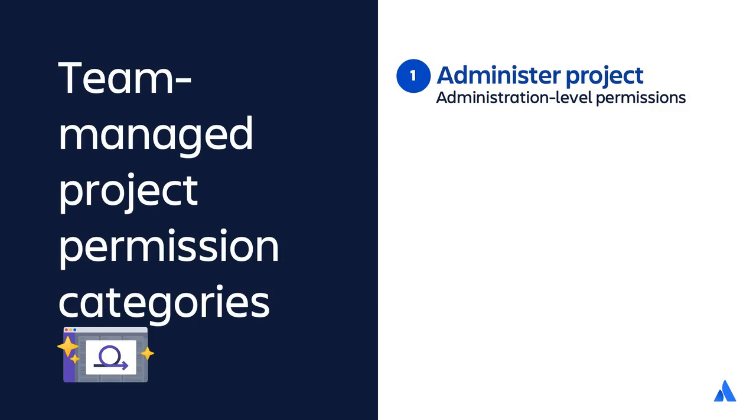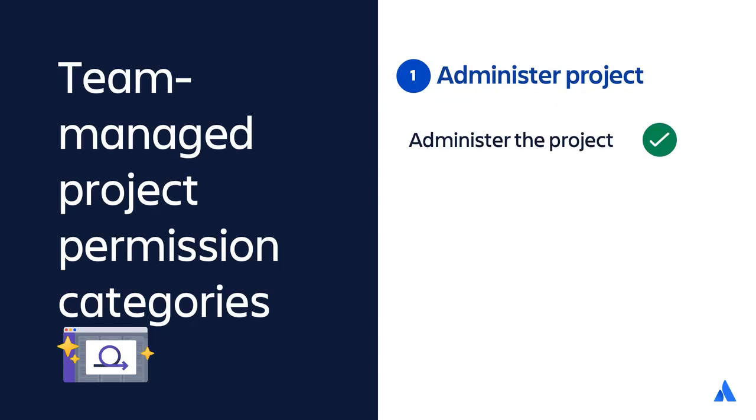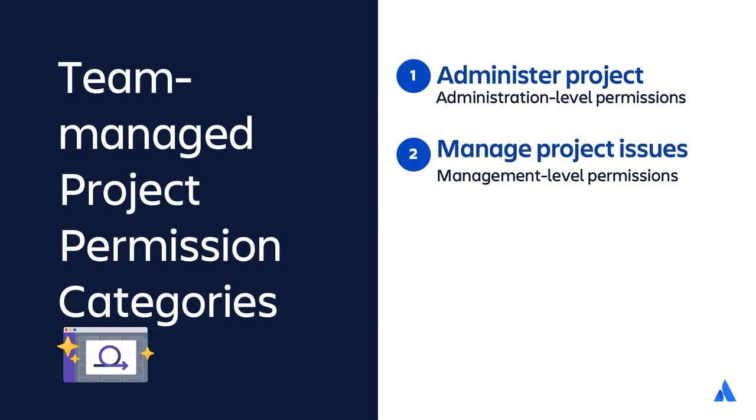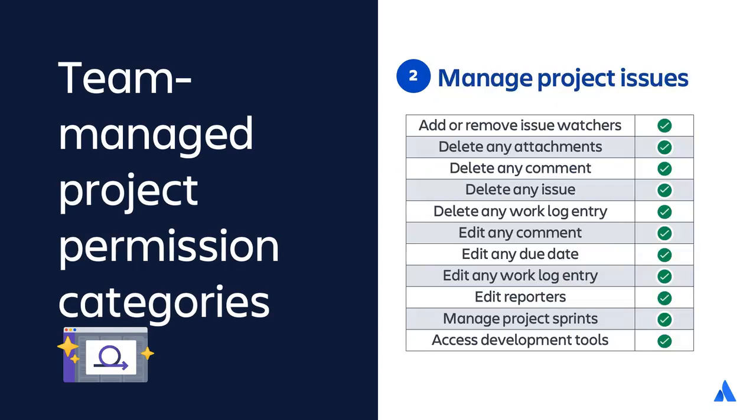The Administer Project Issues permission grants users administration-level permissions for the project. There is just one permission in this category, the Administer the Project permission. The next category of permissions are the Manage Project Issues category. The Manage Project Issues permissions is a grouping of permissions that allow users to manage issues and interact with project-related functionality, such as managing sprints. The permissions included in this category include a list of permissions such as deleting issues, work entries, and so on.